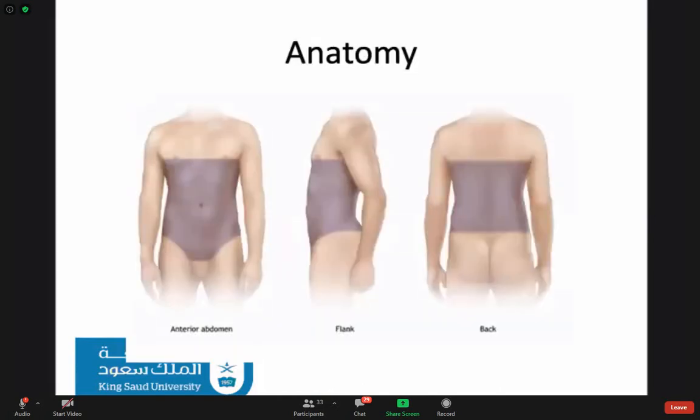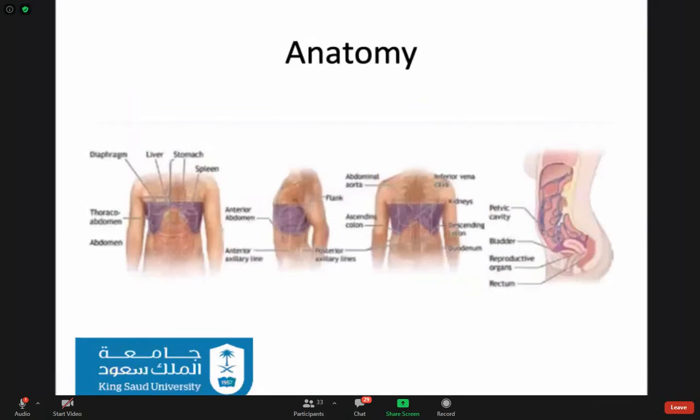Anatomy in the abdomen is we have to know what's the anterior abdomen, what's the flank, and what's the back. So you can see them. It's very clearly delineated in the images in front of you. Anterior abdomen, flank, which is typically the side, and then the back. Now, this just helps you out in terms of identifying anatomically where some of the injured organs may be, based on the area that you see injured on the outside, on the patient's body on the outside.